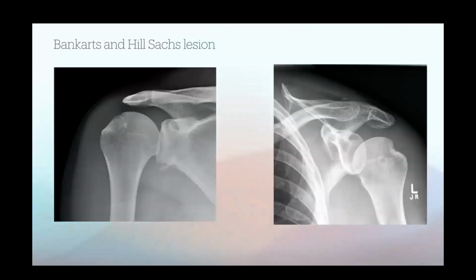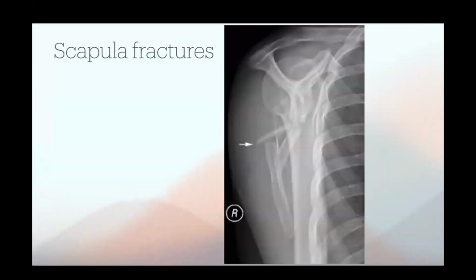Next, this is how a Bankart lesion will look. On your left X-ray, you can clearly see the anterior inferior angle of the glenoid. There's a bony Bankart lesion that is seen. And on the right side, you can clearly see the indentation of the humeral head. This is a Hill-Sachs lesion that is seen.